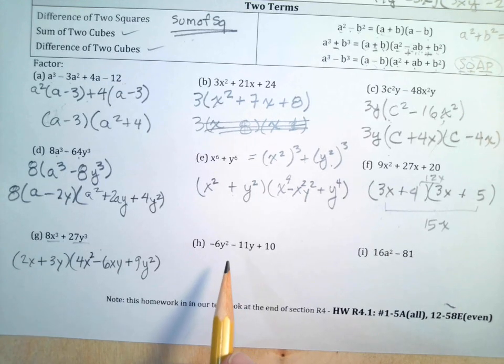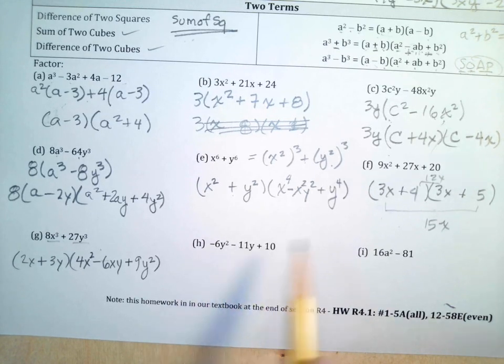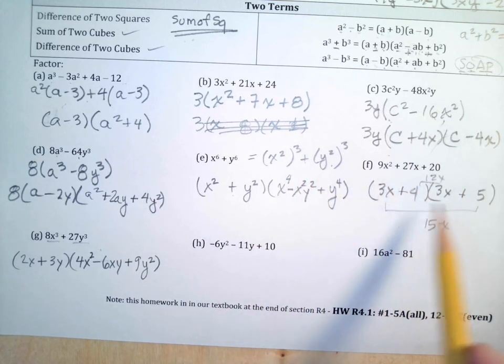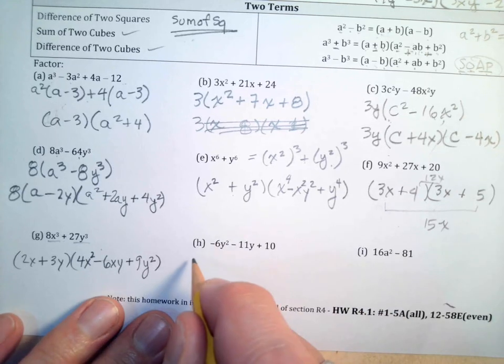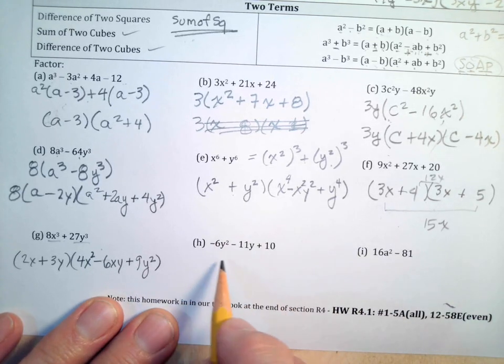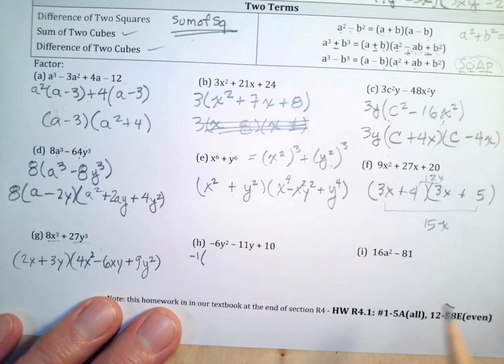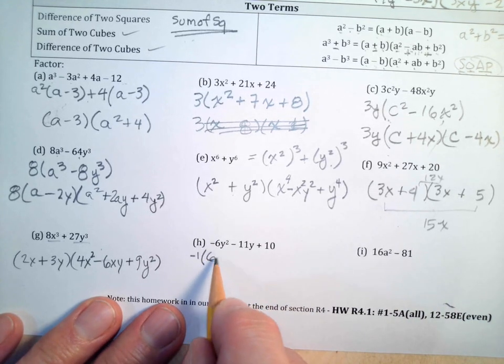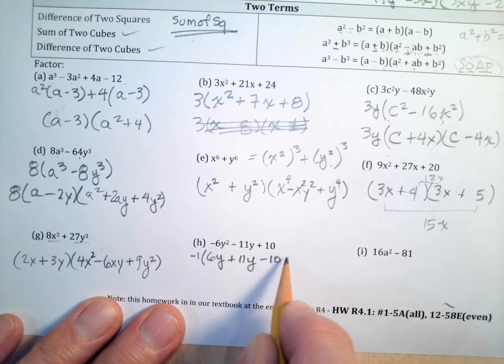All right, next one. Now this one's a little tricky. Notice there's a negative in front. I'm going to suggest to you, with all the rules and all the ways of factoring these, trial and error and so on, it always has a positive. So I'm always going to suggest that when you have a negative leading coefficient with factoring, you take it out. So factor out a -1. That leaves us 6y squared plus 11y minus 10.